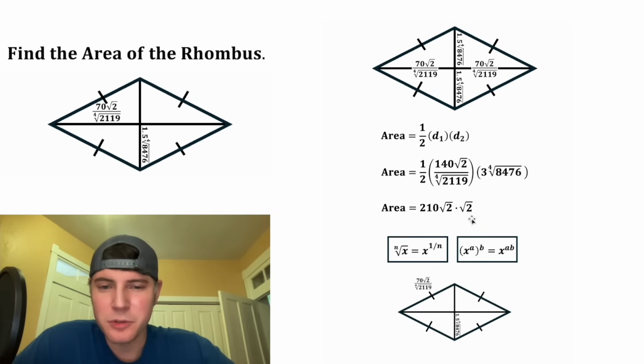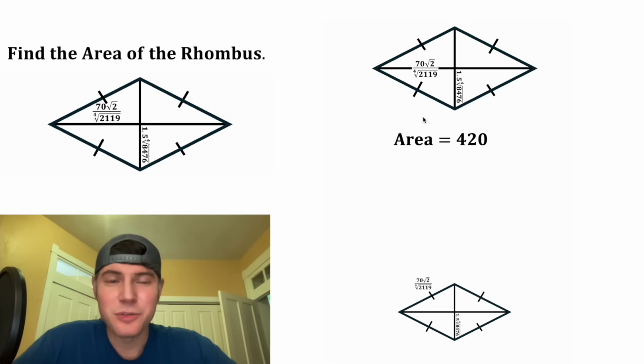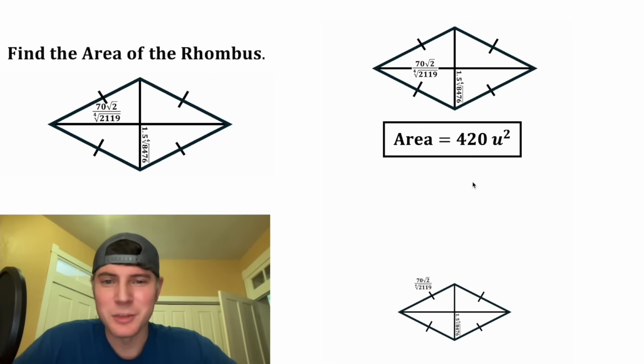Square root of 2 times square root of 2 is equal to square root of 4, and square root of 4 is equal to 2. And 210 times 2 is equal to 420. We now have the area of this rhombus. It's equal to 420 units squared. This looks important. Let's put a box around it.